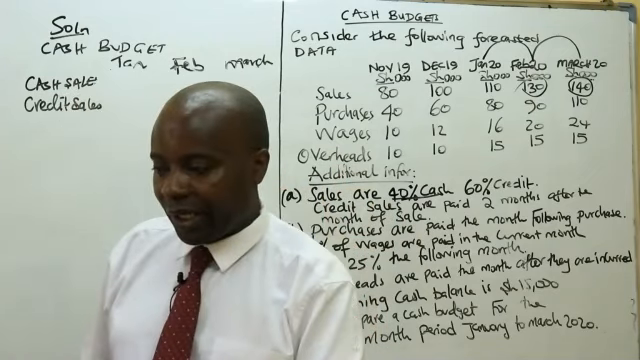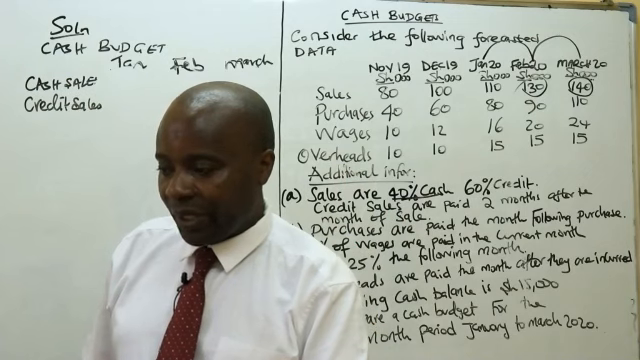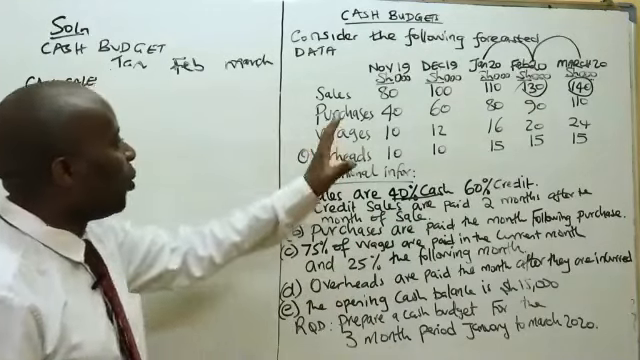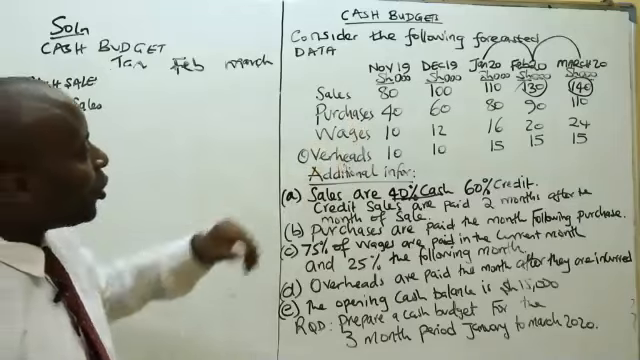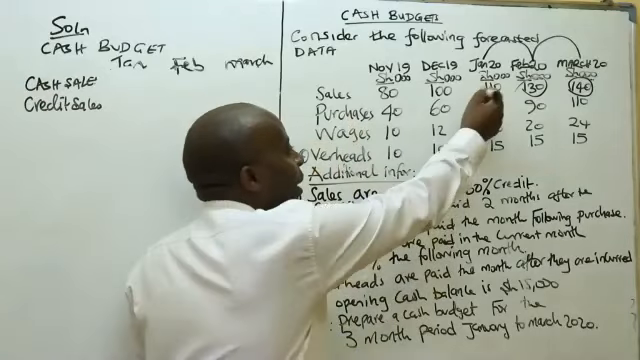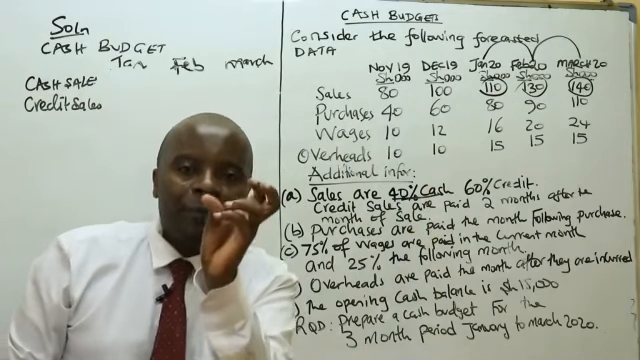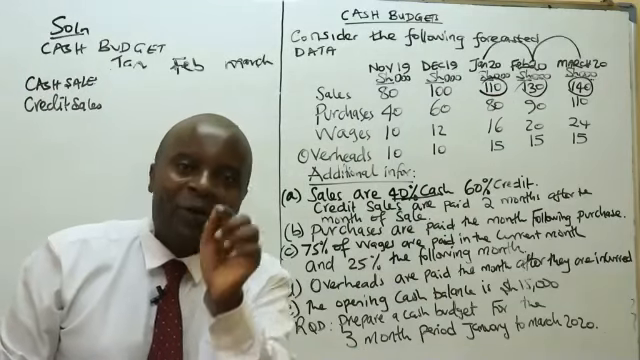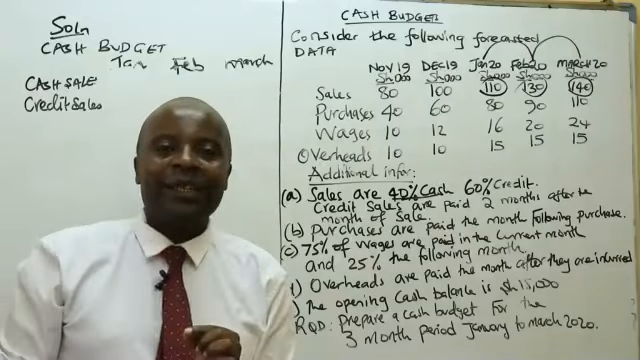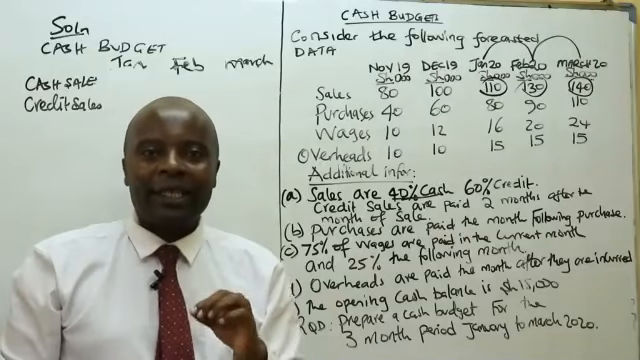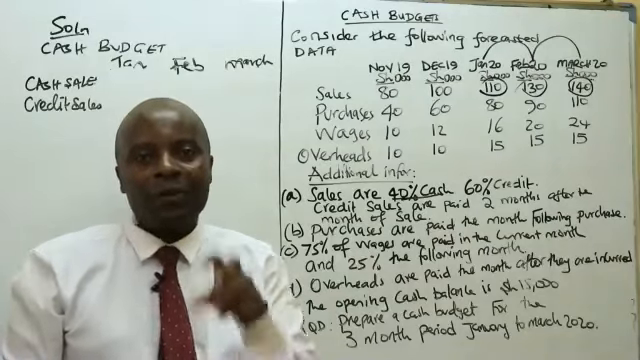So we start again together here. Look at the month of January. The goods we sold in January were worth 110, of which 40% will be received intact in the month. That is the concept of cash sale, received in the month.